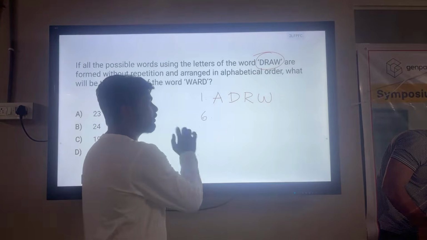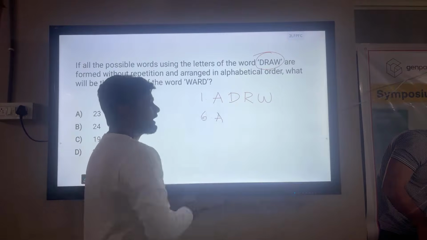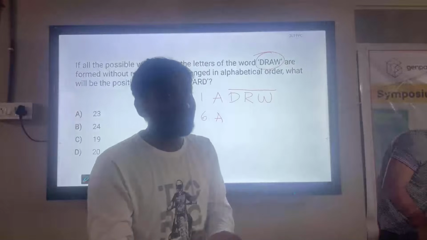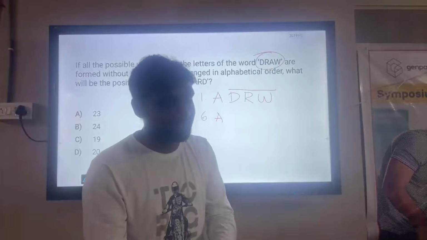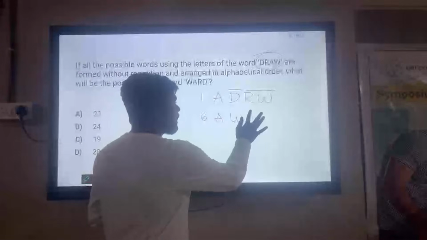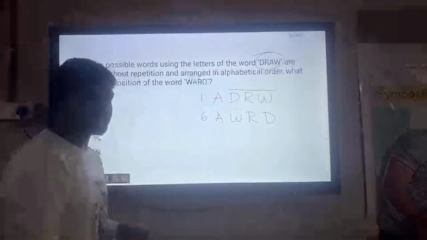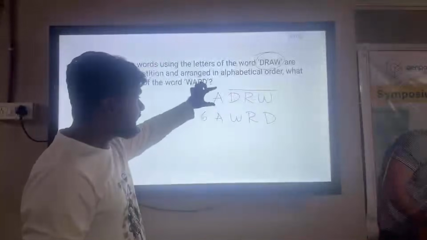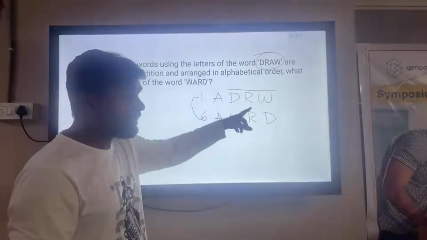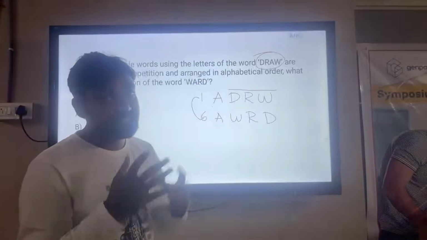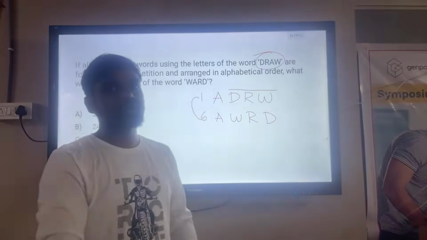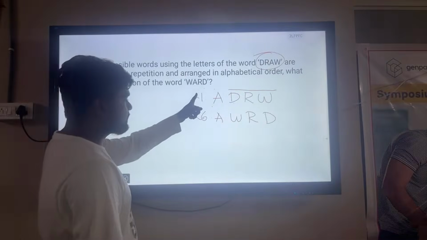And can you tell me what is the 6th word? Okay, because 3 letters are here, they can be arranged in 3 factorial ways. 3 factorial is nothing but 6. So the 6th word is A, W, R, D. 4 letters are there. With the A, 6 words will come. With the D, 6 words will come. With the R, 6 words will come. With the W, 6 words will come. 6 plus 6 plus 6 plus 6, so totally how many words you can make? 24. So the first word is okay, the 6th word is okay.